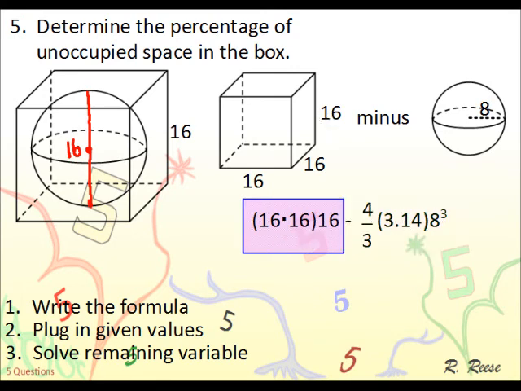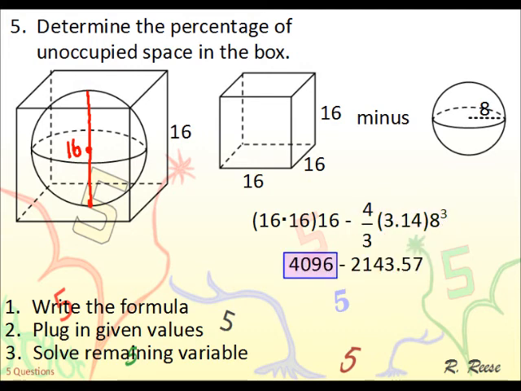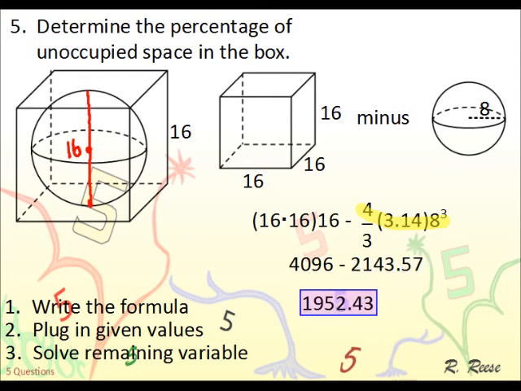For the sphere, it's just 4/3 pi r cubed. Pi is 3.14. The radius is 8. If you multiply these together, you get 4096. This second part will give you 2143.57. And if you're wondering how we did that, what we did was we took these values here and multiplied them together, which gives us 6430.72, and then divided by the 3 to give us this result. Okay, now let's go ahead and just subtract these. And that's our answer for the volume of unoccupied space in the box.